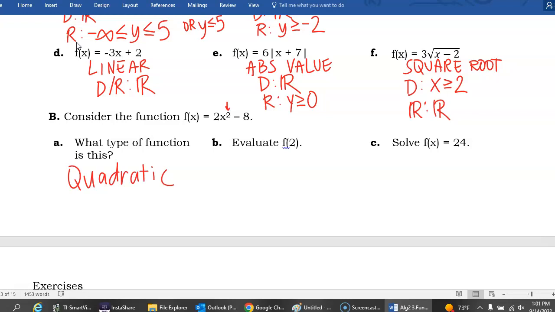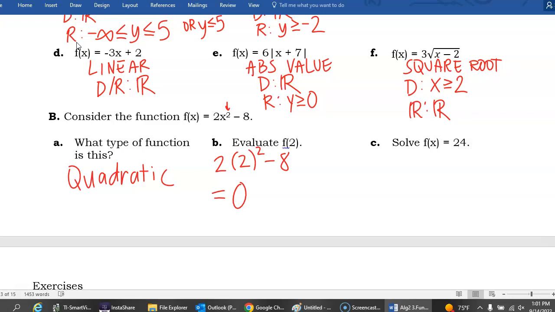Evaluate f of 2. So our function notation, all I have to do is replace the 2 in for the x and then calculate that value. You can use a calculator if you have one. You can use order of operations if you want to use your brain calculator. So I'm going to start with my exponent. 2 squared is 4. I'm going to multiply that by 2. 4 times 2 is 8. I will do my subtraction. 8 take away 8 is 0.